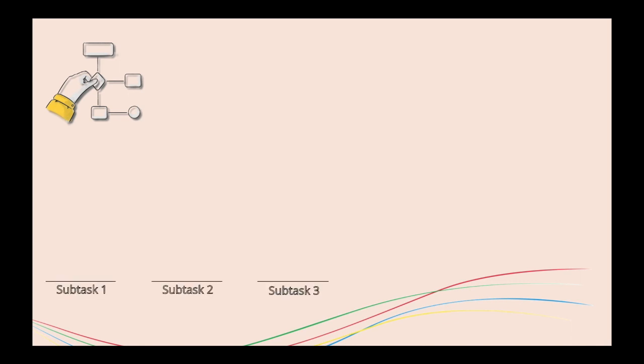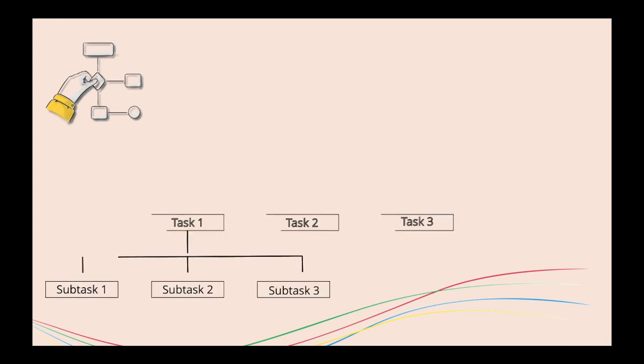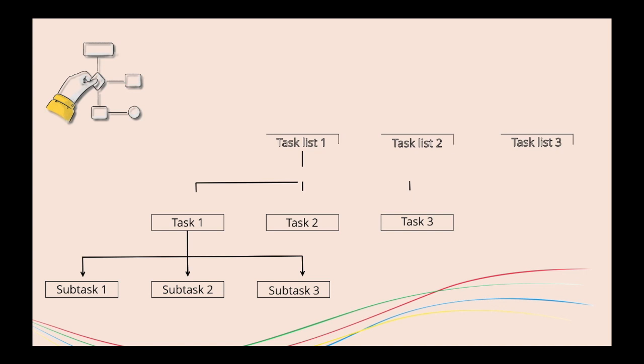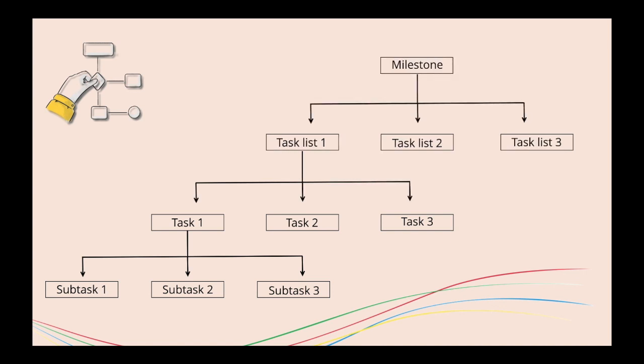A group of subtasks together form a task. A group of tasks together form a task list. And a group of task lists together form a milestone. Which means when you complete a group of subtasks, you're completing a task. When you complete a group of tasks, you're completing a task list. And similarly, when you complete a group of task lists, you're completing a milestone.